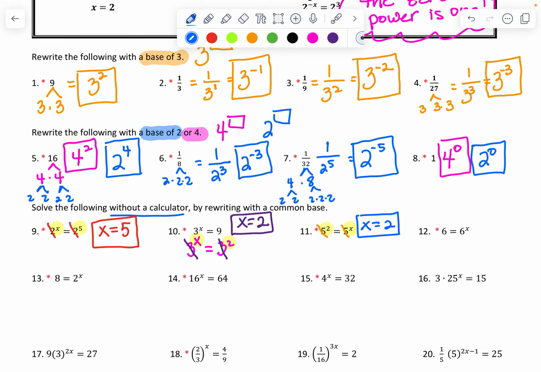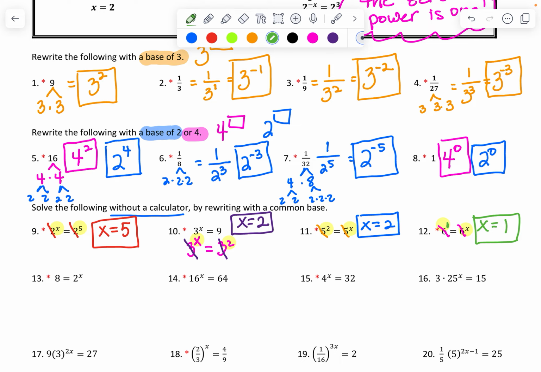Next one. Not even close. They don't have the same bases. Let's try using a 4 here. 16 would be 4 squared. You have an x up there already. Leave it. Then you have equals 64. Did we do a 64 anyway? We did not. 64 is technically 4 to the third. So now you have the same base, so I'm going to mark off those 4s.